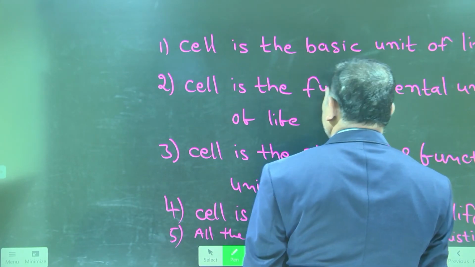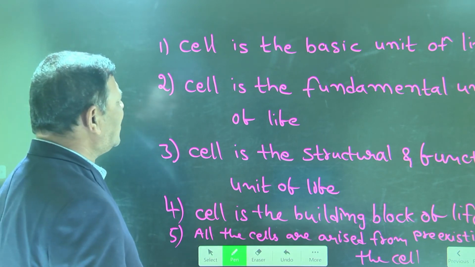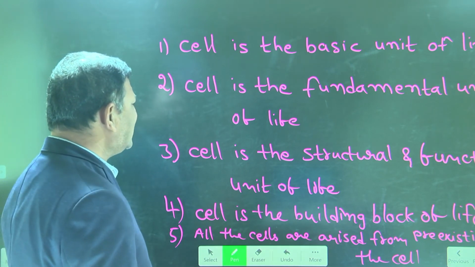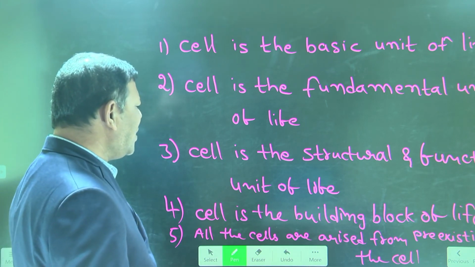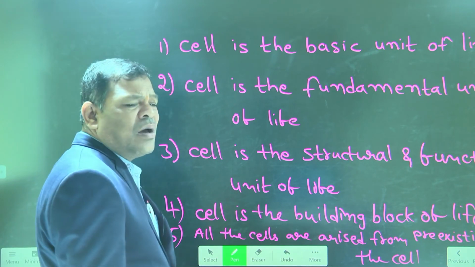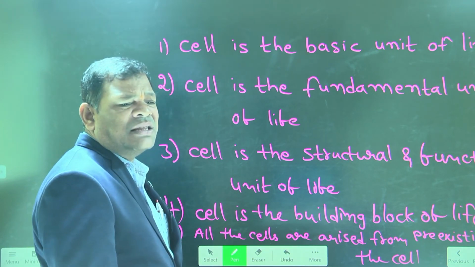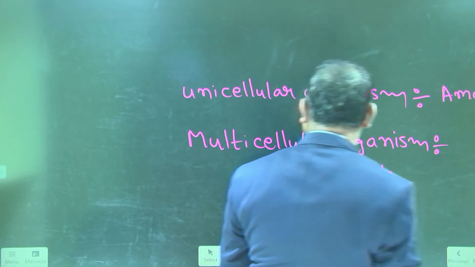According to the cell theory, cell is the basic unit of life. Cell is the fundamental unit of life. Cell is the structural and functional unit of life. Cell is the building block of life. All the cells arise from pre-existing cells. This statement was given by Rudolf Virchow.